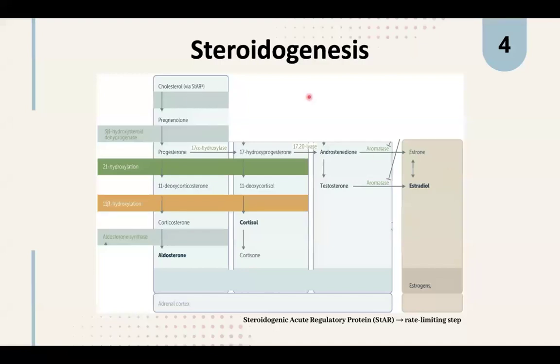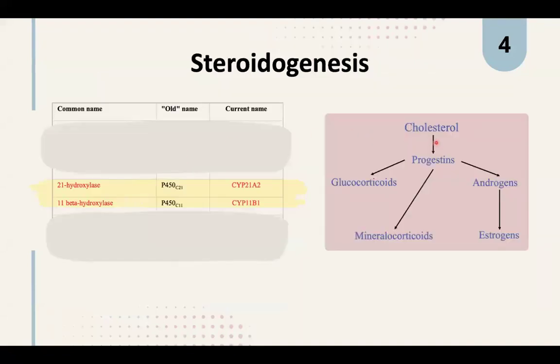Okay. This is not the same picture that you have in your slides, but I find it really nice, so I'll use it to explain. Now, we know that we start with cholesterol, and again, we have STAR, which is our rate-limiting step in order to put the cholesterol into the mitochondria. From cholesterol, we make pregnenolone and then progesterone. We use this enzyme 3-beta-hydroxysteroid dehydrogenase to make progesterone, which is a progestin.